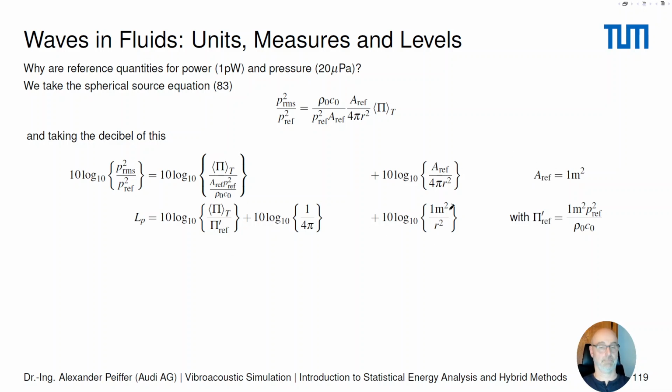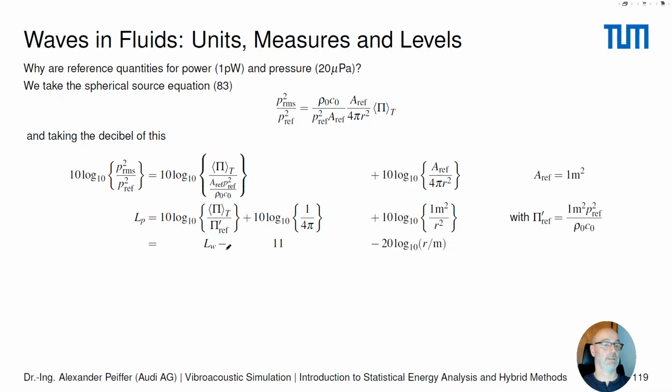This was just required to get the units right, because we have the radius here, and you cannot divide 1 via area. We need a reference area, which we take as 1 square meter. When we check what is here in this denominator, we see that our reference power should be something like this. It's a reference pressure divided by the characteristic impedance times our chosen reference 1 square meter. And if we do so, we get this expression.